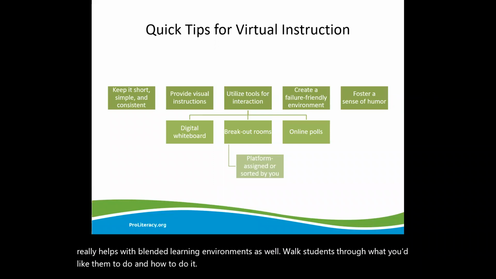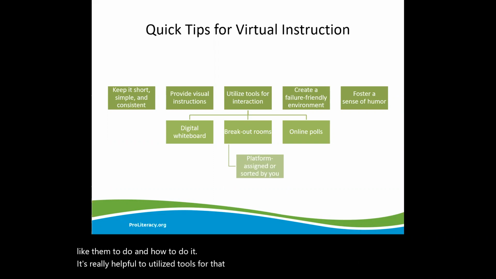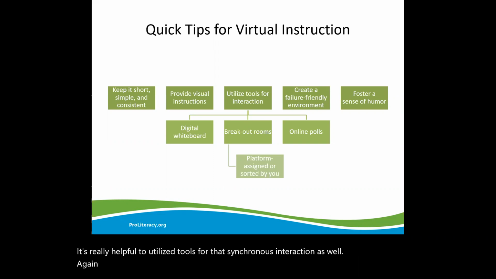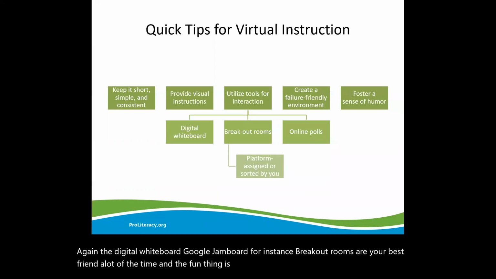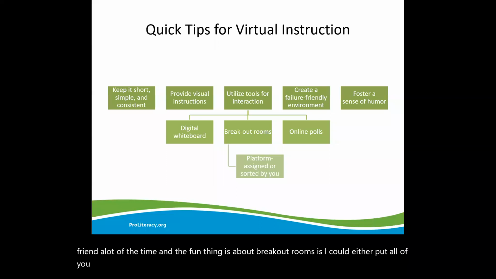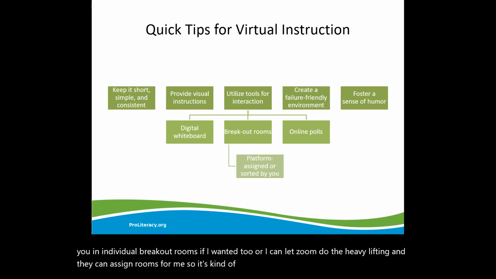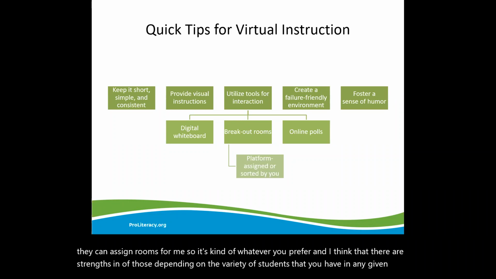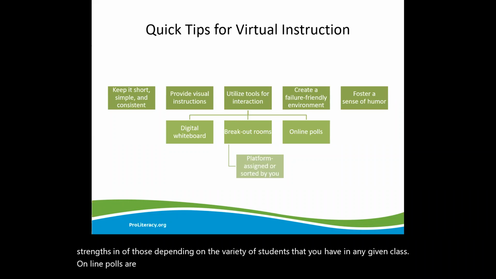It's really helpful to utilize tools for that synchronous interaction as well. Again, the digital whiteboard, like Google Jamboard, for instance. Breakout rooms are your best friend a lot of the time. And the fun thing about breakout rooms is I could either put all of you in individual breakout rooms if I wanted to, or I can let Zoom do the heavy lifting and they can assign rooms for me. So it's kind of whatever you prefer. And I think that there are strengths in each of those depending on the variety of students that you have in any given class. Online polls are another way to interact regularly with students and make sure that they're still with you.